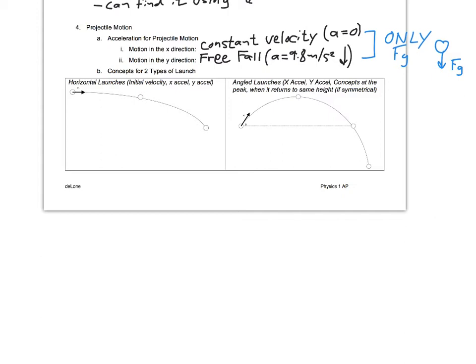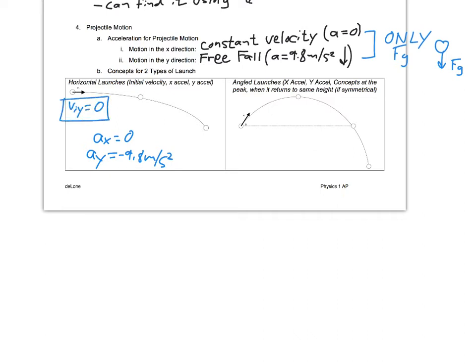Let's go ahead now and talk about two different kinds of launches or projectile flights that you should be familiar with. The first is a horizontal launch. There's a few concepts we need to know about that. Most importantly, we need to know that our x acceleration is 0 and our y acceleration is negative 9.8 meters per second squared, or 9.8 meters per second squared going down. The other thing we know if it's a horizontal launch is that our initial y velocity is 0.